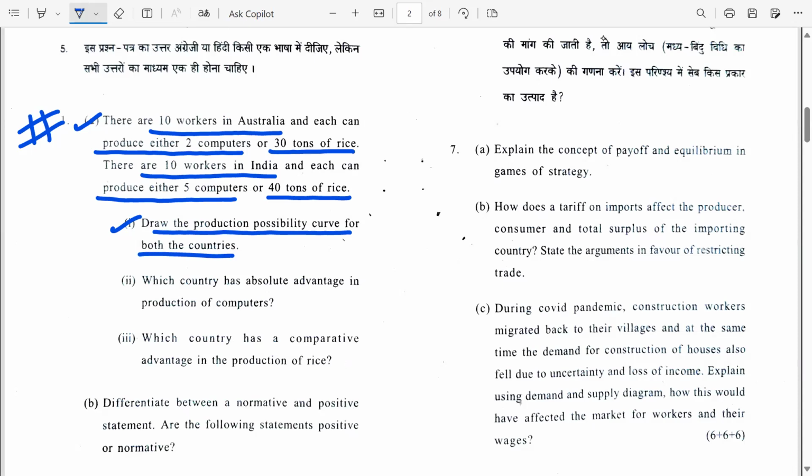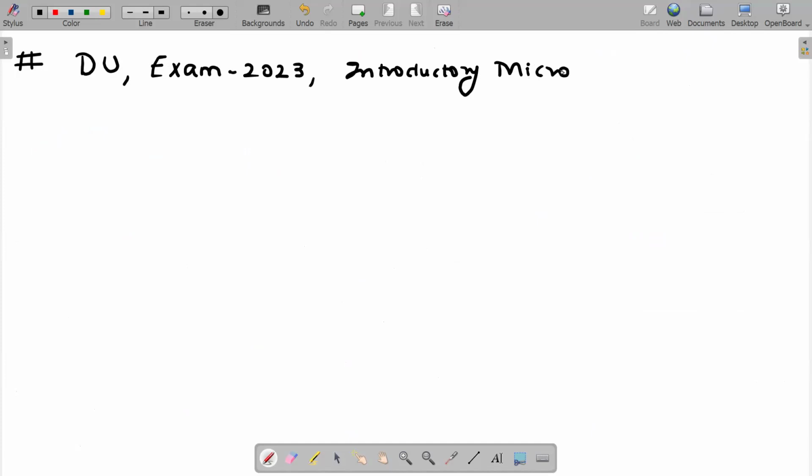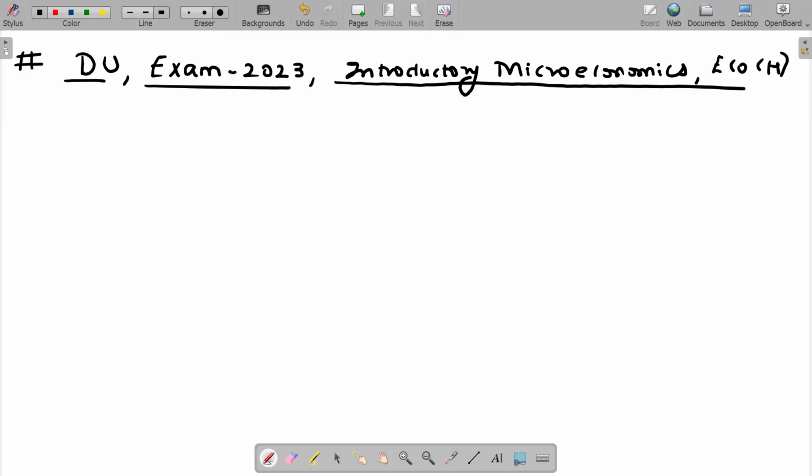I'm just writing the main heading for completeness. We are looking at the Delhi University exam 2023 for the introductory microeconomics course. So let's look at question number 1, part A. I'm quickly writing what is given to us.